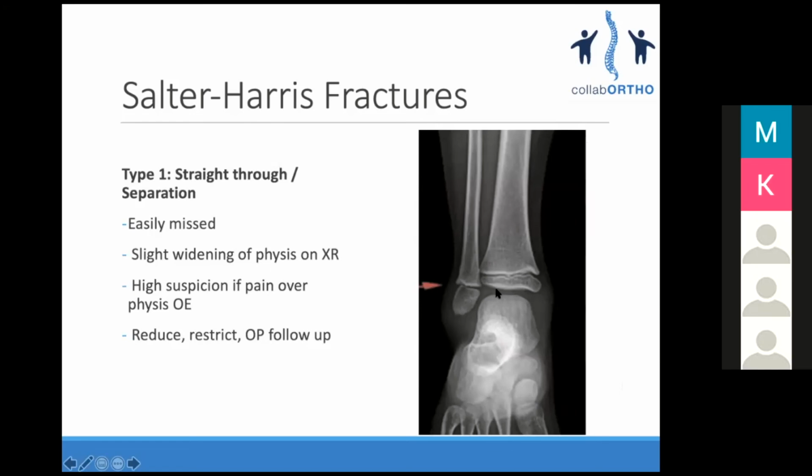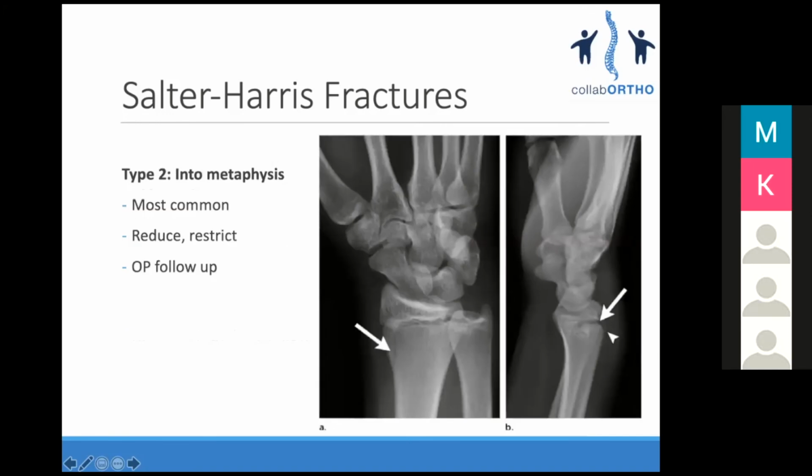So essentially what you see is, this is a child's x-ray. You can see this growth plate here. Just follow my cursor. This is the growth plate, but here there's a little bit of a widening, and that's where you suspect that the fracture line has gone through the growth plate. Essentially, just reduce these, restrict them, put them into a slab, and they'll heal fine. We don't really need to do anything about it.